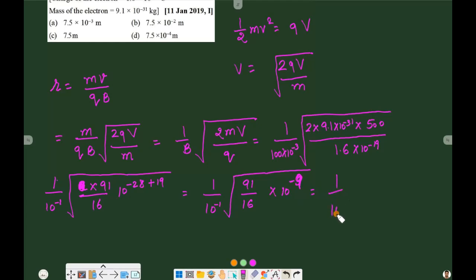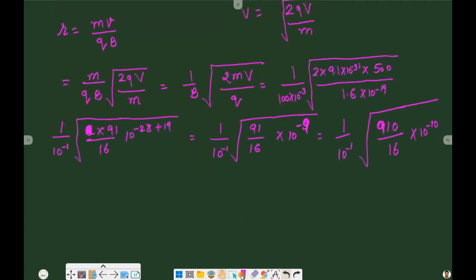So it will be 10 raised to power minus 1, 910 by 16 into 10 raised to power minus 10. Now we can take it out of under root. Now it will be 10 raised to power minus 5. So 910 by 16 into 10 raised to power, we can say, minus 5. Now I'm going to approximate it. As we know that root of 900 is 30, so I'm going to take it 30. And root of 16 is 4 into 10 raised to power minus 5.